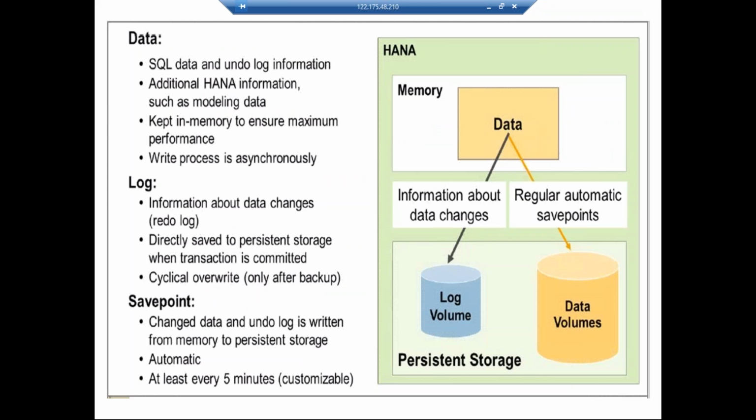Now, suppose every 5 minutes data is written into the data volumes, say for example 3 minutes back a savepoint interval occurred. So 3 minutes back data was successfully written into data volumes, but in the last 3 minutes also some transactions were taking place. Even that information is very crucial for us. We can't just leave the data like this.